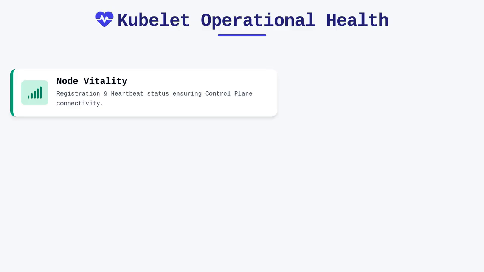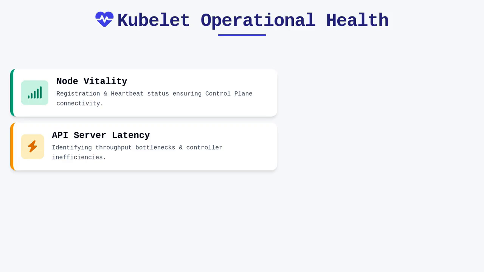To start, consider the kubelet operational health charts, which serve as the heartbeat of your worker nodes. These visualizations monitor the registration and heartbeat status, ensuring that the control plane maintains a healthy connection to the nodes. If you observe latency within the API server request charts, you are likely looking at issues related to request throughput or controller inefficiencies that might be causing a backlog in cluster state updates.